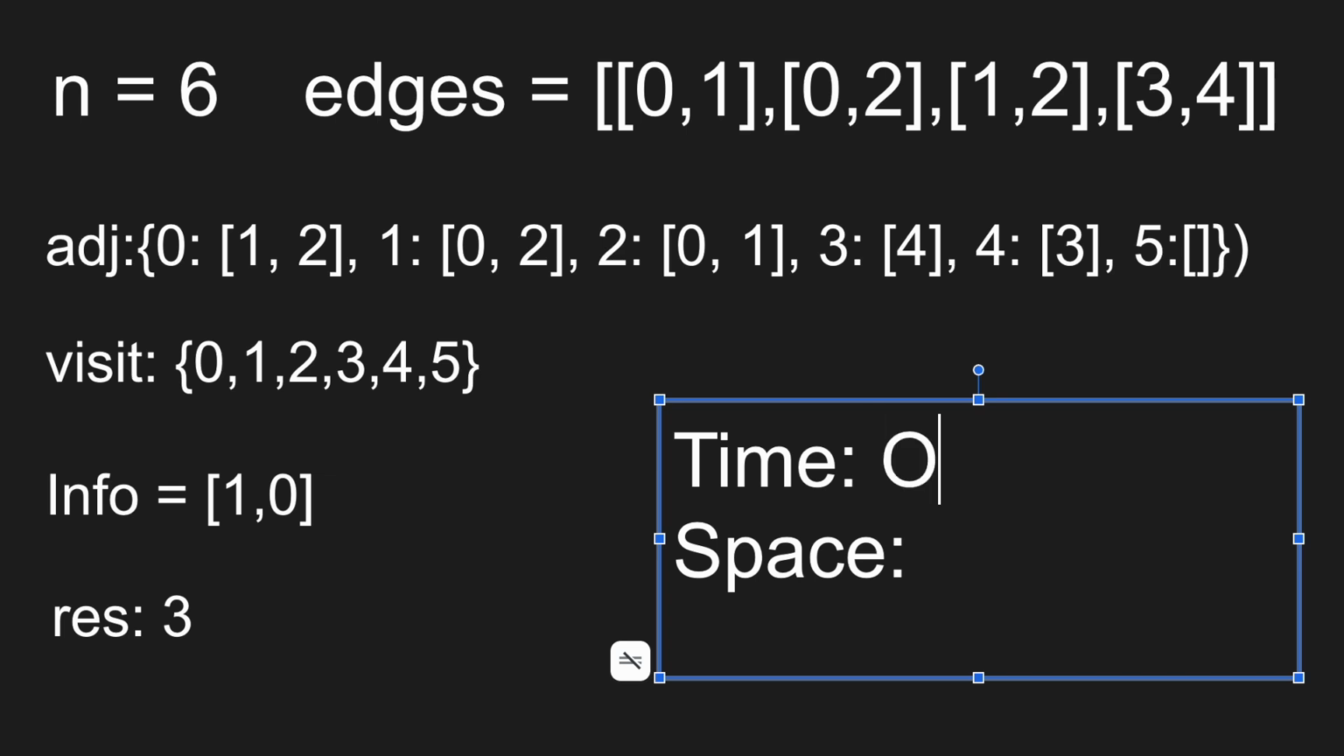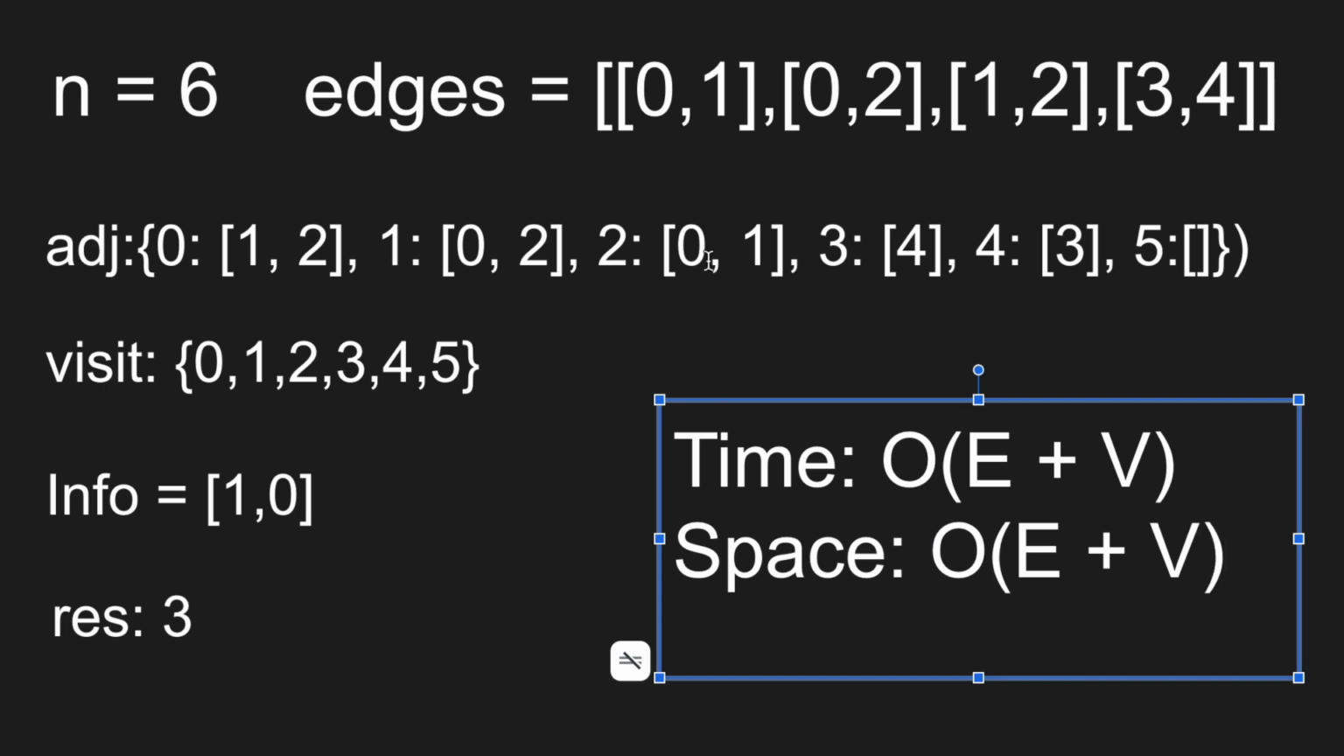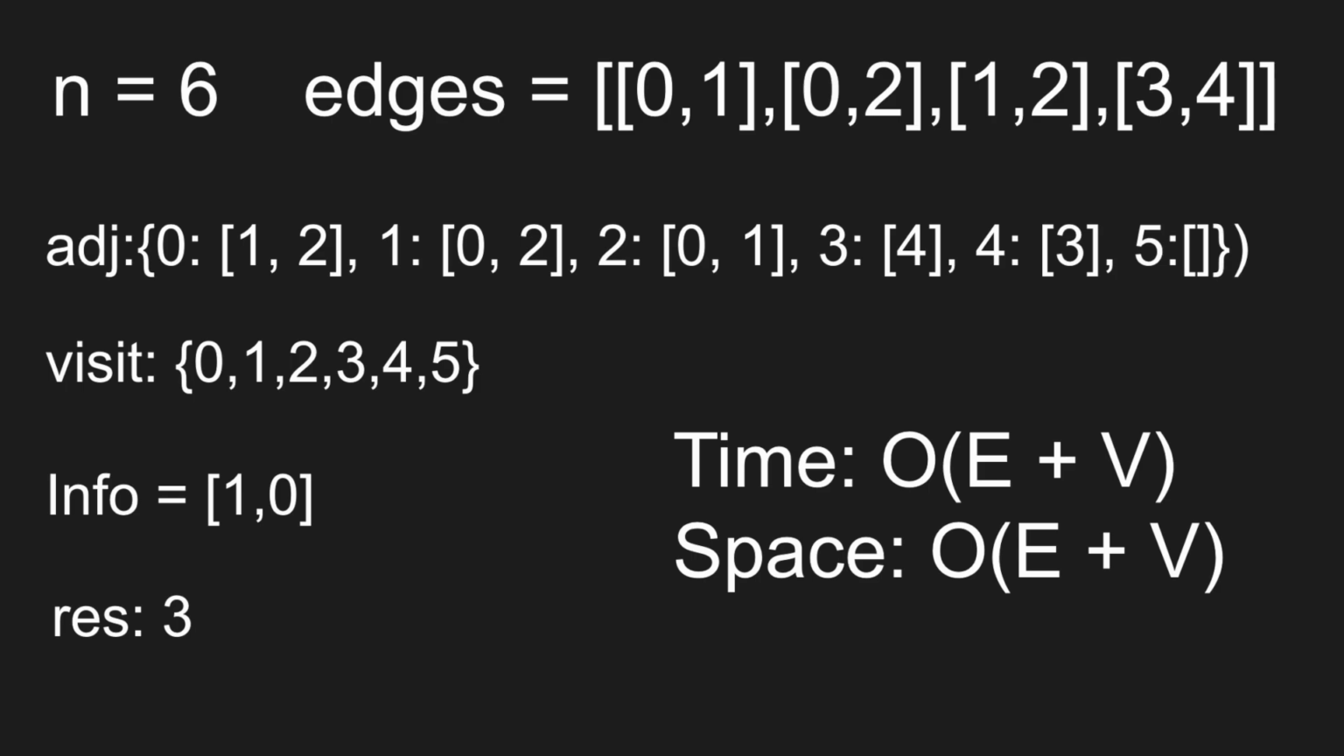The time complexity would be O of E plus V because it will depend on the number of edges and vertices. And the space complexity will also be O of E plus V because the adjacency list will depend on the number of edges and vertices. So now let's get to the coding part.